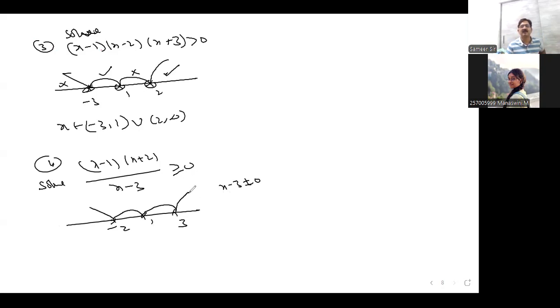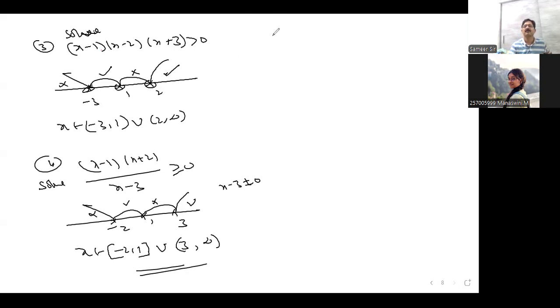Right? Greater than is there, yes, no, yes, no. So x belongs to minus 2 to 1. Minus 2 and 1 are numerator quantities where equal to is there, so you can write closed interval. And this is union, 3 is in the denominator so open, up to infinity. Like this you have to write. Clear? Is that clear, sir? No.